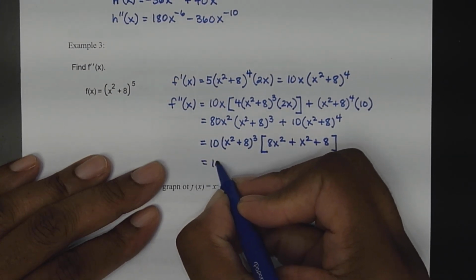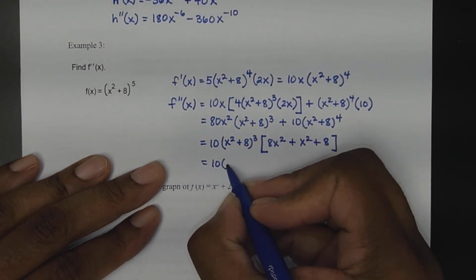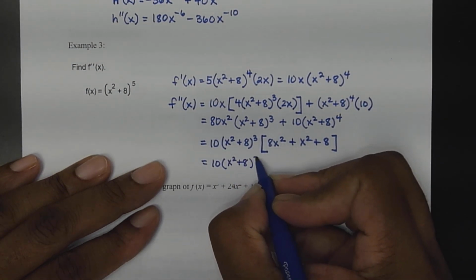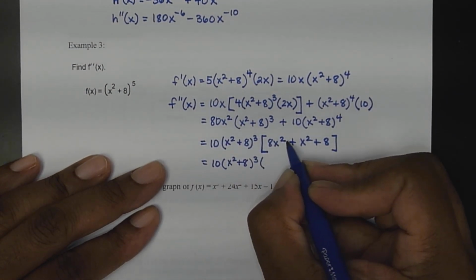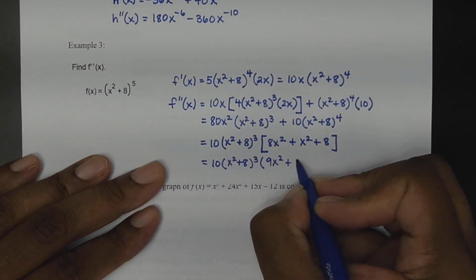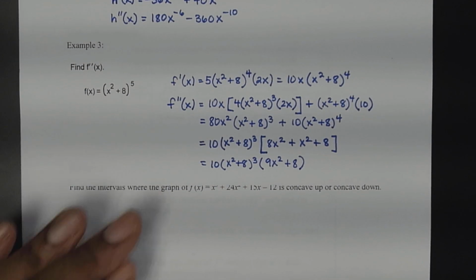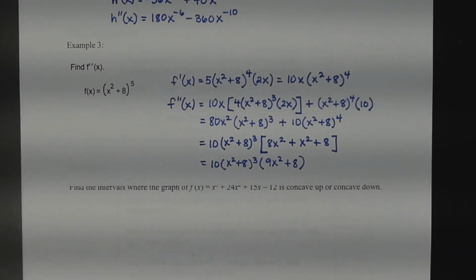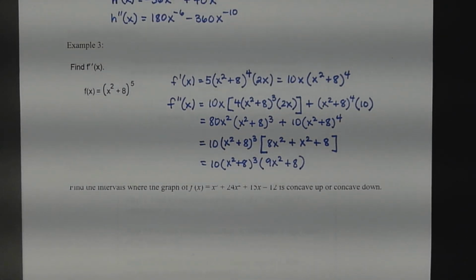Now let's simplify what's inside that bracket. If I have 10 times the quantity x squared plus 8 cubed, 8x squared plus x squared would be 9x squared plus 8. So this represents the second derivative of f of x: 10 times the quantity x squared plus 8 cubed times 9x squared plus 8.